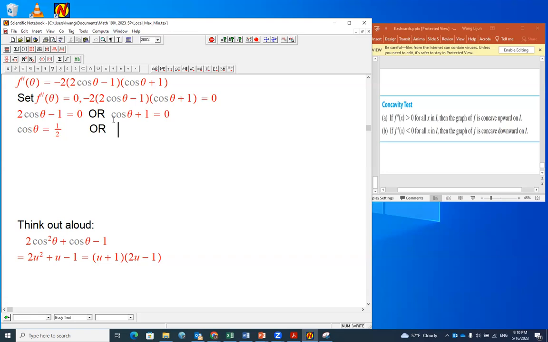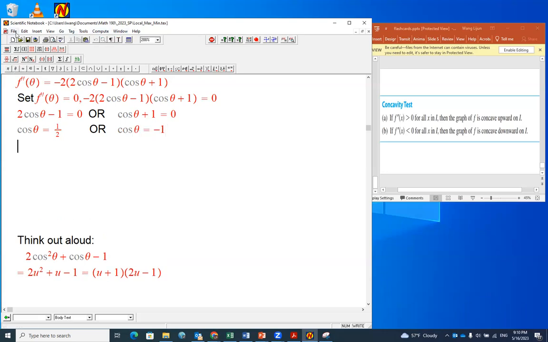Okay, we're doing this parallelly, with cosine theta equals to negative one. Now, what are the solutions for cosine theta equals to half? The solution is in the interval from zero to 2π, one full circle. What are those values? Well, the terminal, because cosine theta is half, right?